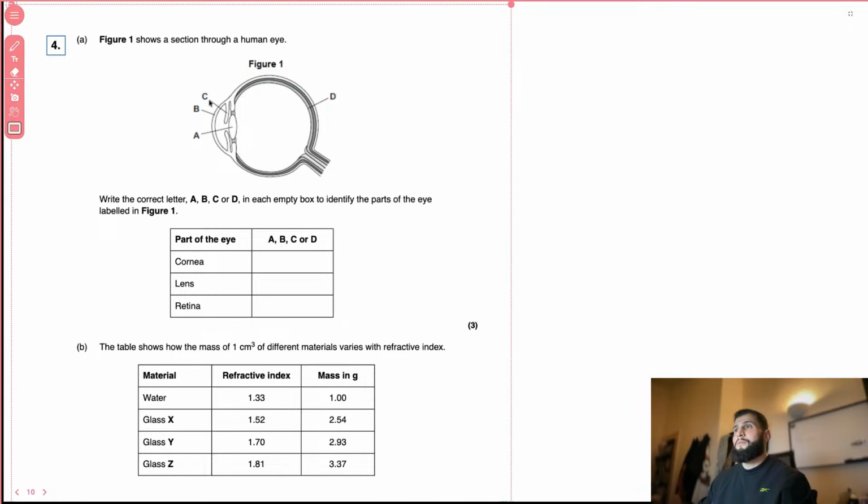So these are the parts of the eye. So a section through a human eye. We want to write the correct label A, B, C, or D in the empty boxes. So cornea, which one is this? What number?